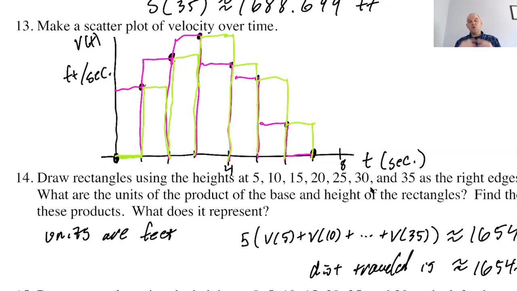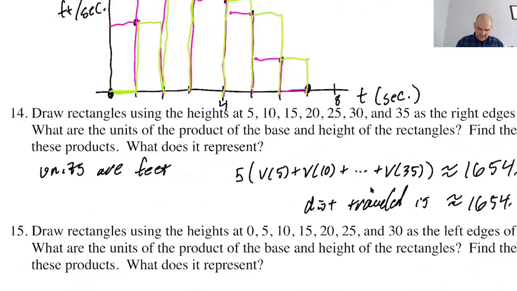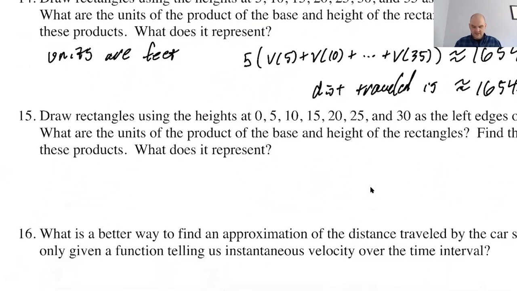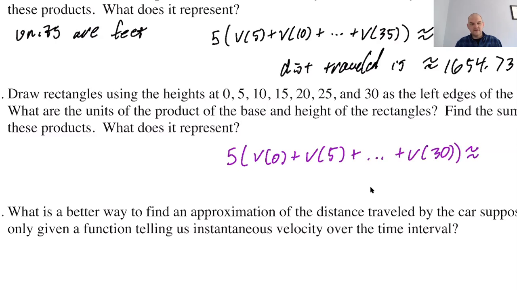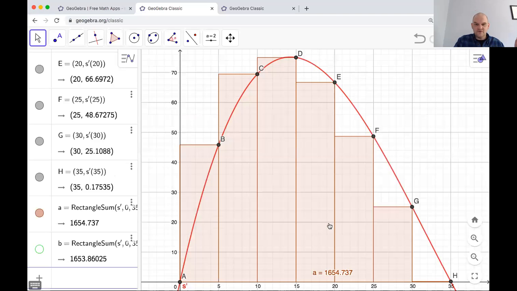Both of them get, not in general, but in this particular case, a rectangle that has 0 area. It happens. Let's go back to GeoGebra and let GeoGebra do the work on this. Let me write this down though. What we're doing is 5 times v of 0 plus v of 5 plus dot dot dot plus v of 30. Okay, let's see what GeoGebra has to say about this. And I know I didn't answer it. Same units, right? It's still feet. And we're still approximating the distance traveled on that interval.